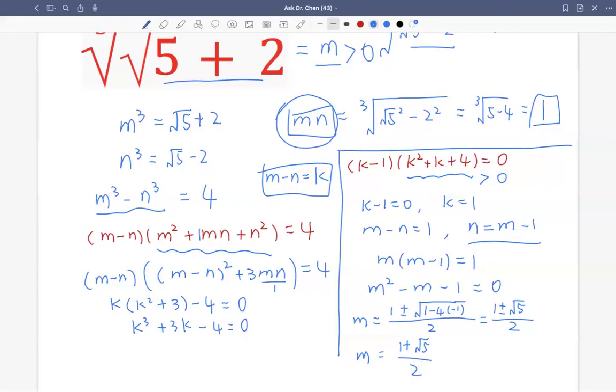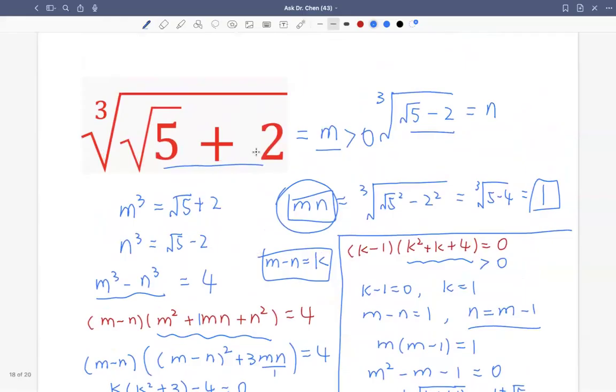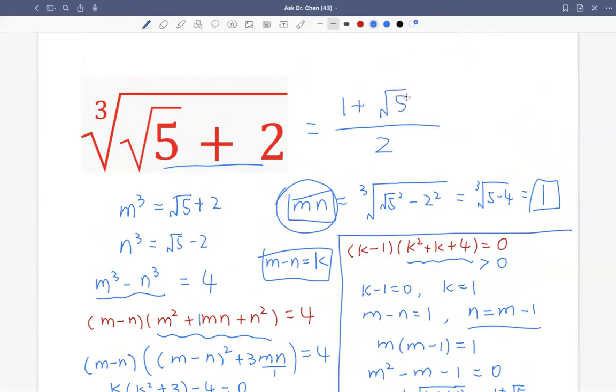Okay, so by using this algebra, these formulas, we reduce this expression. That's why algebra formulas are so useful. So this one can be simplified to be 1 plus square root of 5 over 2.